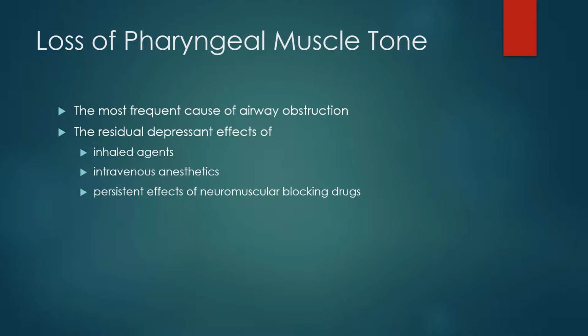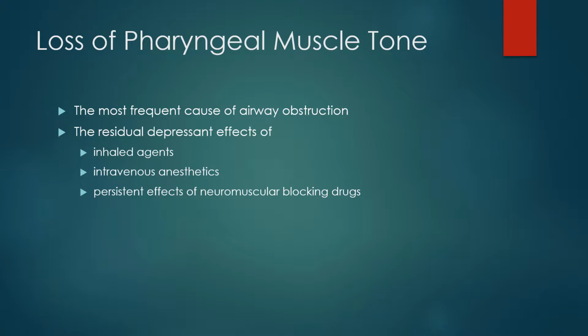sedated or obtunded patient. We lose pharyngeal tone because of the residual depressant effect of our inhaled and IV anesthetics and the persistent effect of neuromuscular blockers if not reversed or inadequately reversed. In an awake patient, the pharyngeal muscles contract synchronously with the diaphragm to pull the tongue forward and keep the airway open against the negative inspiratory pressure generated by the diaphragm.